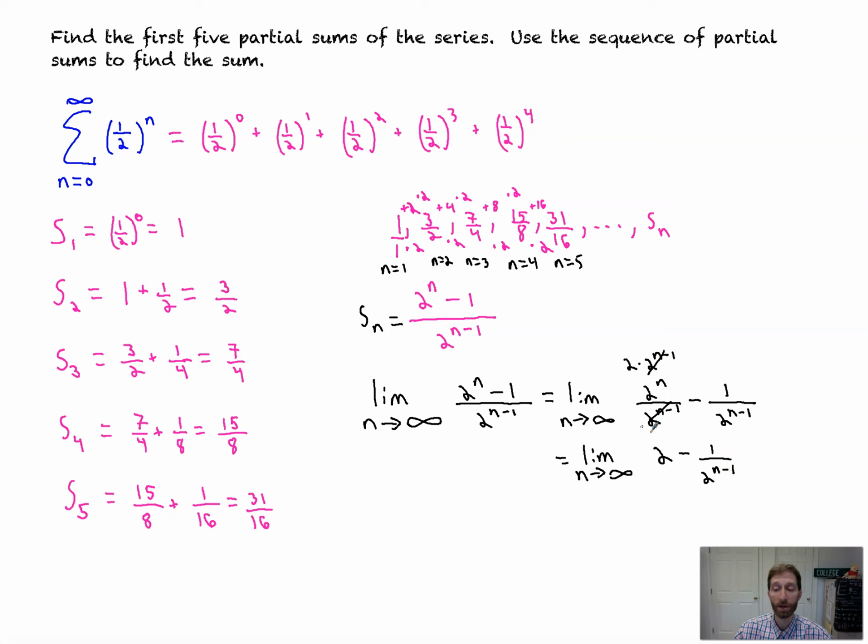Well, what does this limit go to? As n goes to infinity, this is 1 over infinity. That's going to 0. The 2 is going to stay at 2. So we have 2 minus 0, so 2. So all of that work later, and we know that this sum is going to eventually converge to 2. And I'll show you another way of finding that out in another lesson. That'll be awesome. So again, partial sums, sum of the sequence of partial sums, very cool.